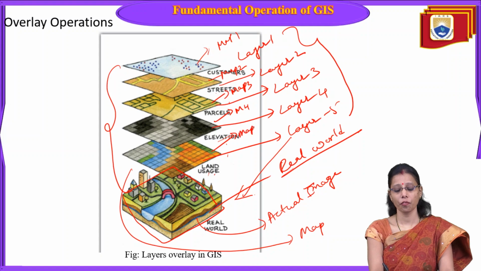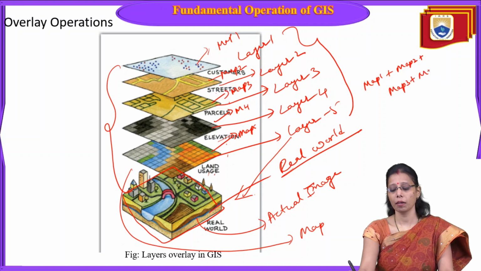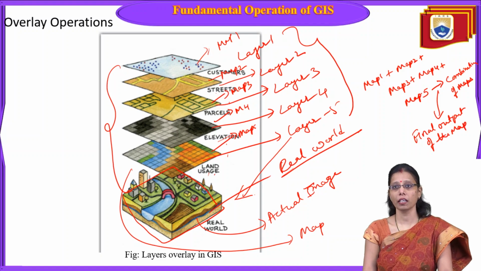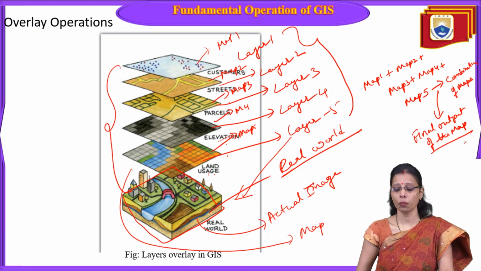Can be map 5. So map 1 plus map 2 plus map 3 plus map 4 plus map 5. What we will get is a combination of maps. So finally we will get a final output of the map. Okay, so this is how it is working. Layer-wise means we can just overlay the maps one over the other. Once you overlay the maps one over the other, finally you will get a final output map.